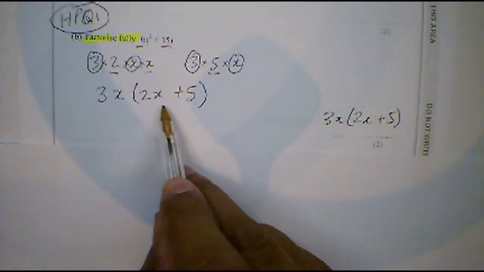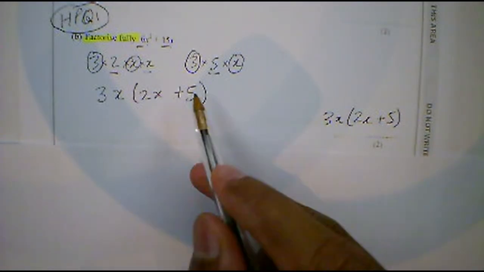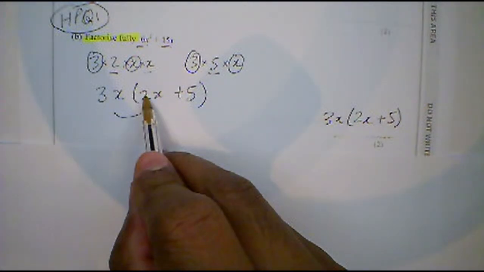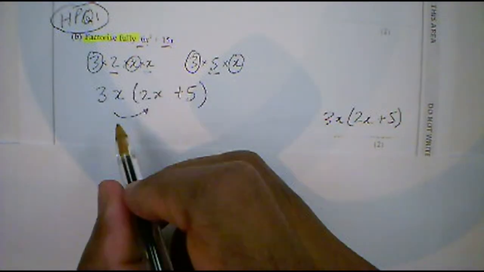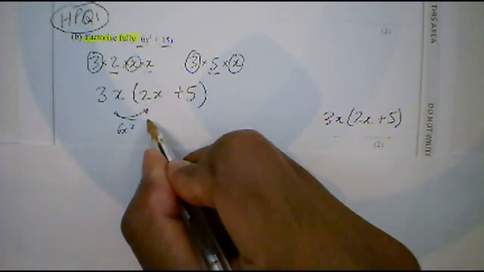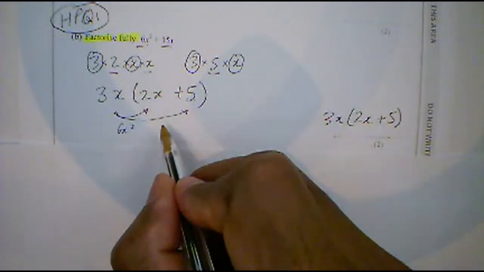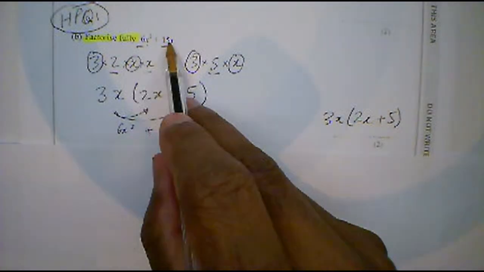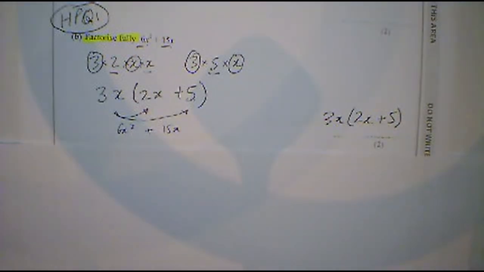Always double check that. Can you simplify further? You can't. Also expand them out as well. 3 times 2 is 6. x times x is x squared. 6x squared. 3 times 5 is 15. And then you've got the x there, and it's adding. So you've got that, and they correspond with each other. So that's something to do.